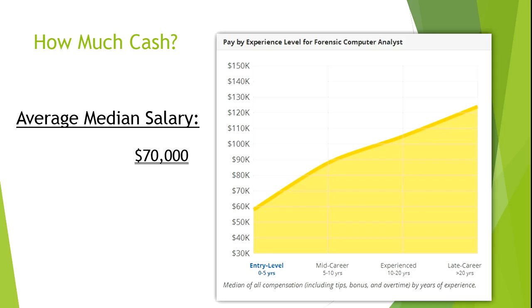Alright, moving on. How much cash? The average salary for a computer forensic analyst is about $70,000. You could start off with a low 55 to 58. By the time you have more experience in your career, you can go up to almost 120,000.